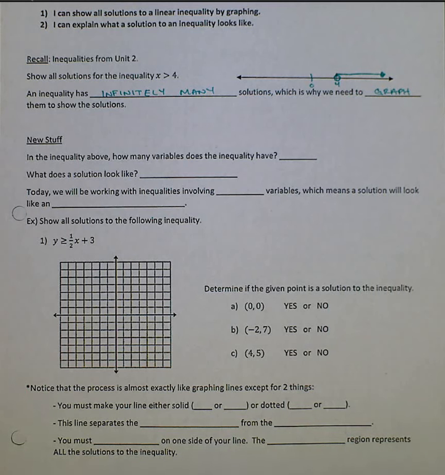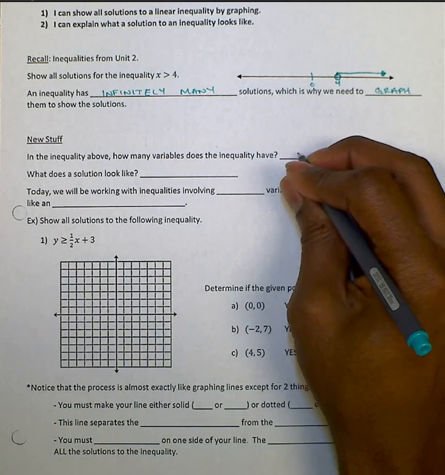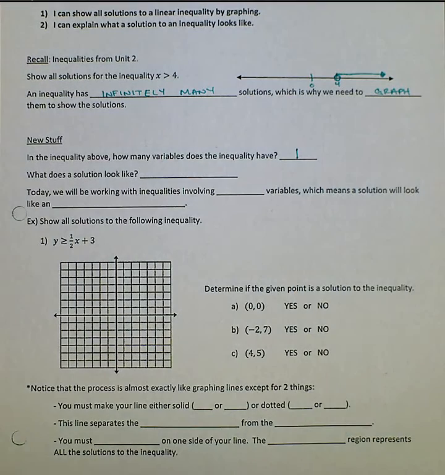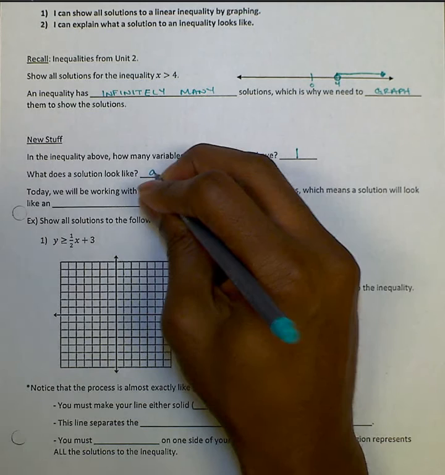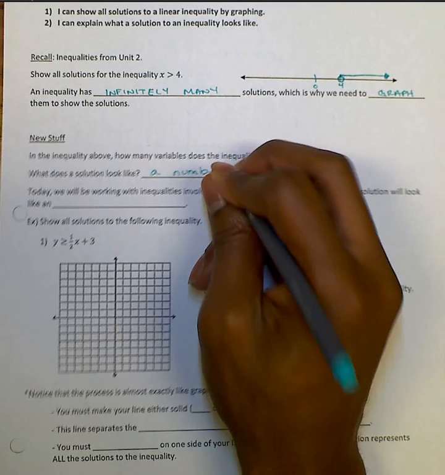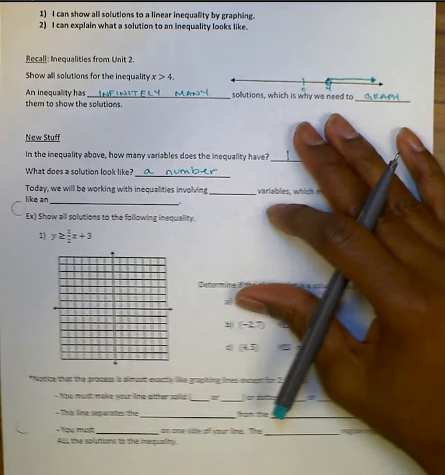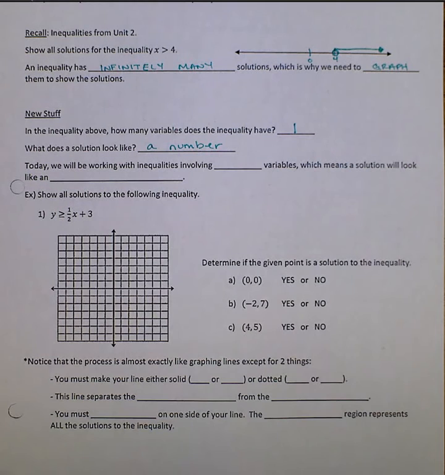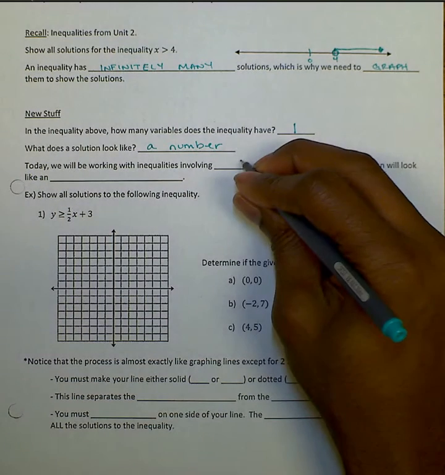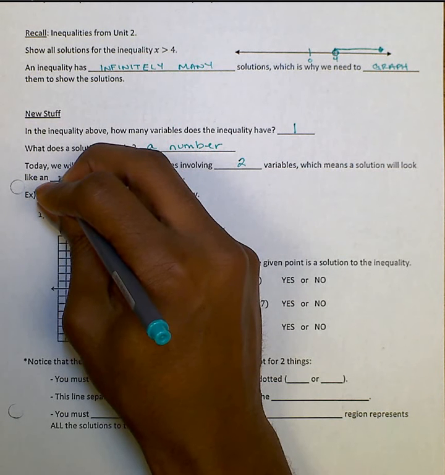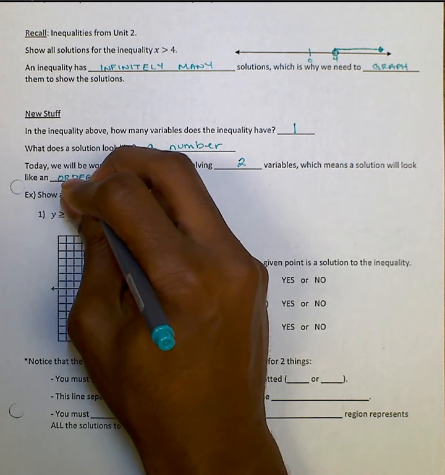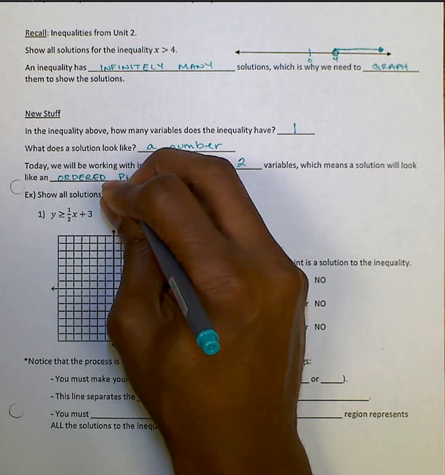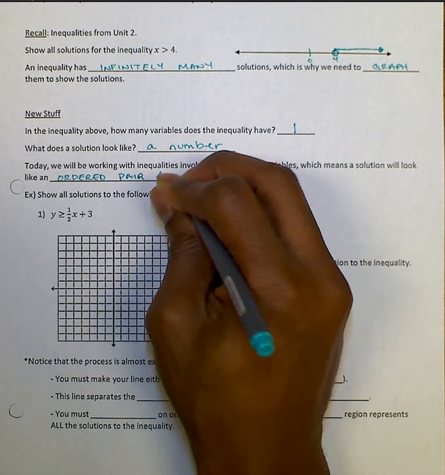Here's some new stuff. In the inequality above, how many variables does the inequality have? You'll notice that it only had one variable, x, so 1. And the solution looks like one number. Today we'll be working with inequalities involving two variables, which means that the solution will look like an ordered pair, x comma y.